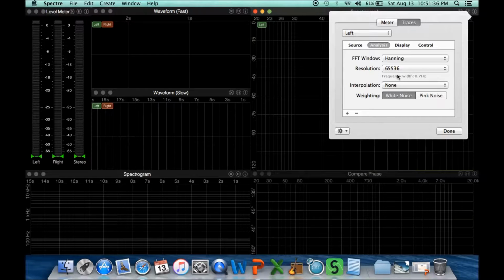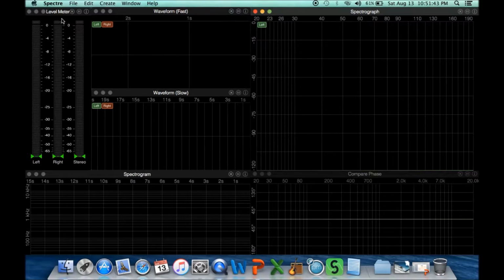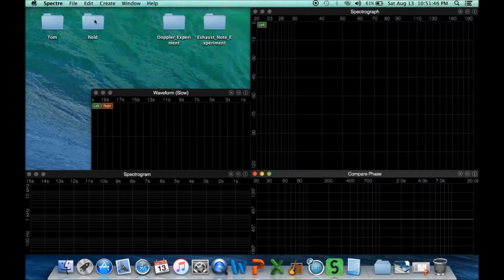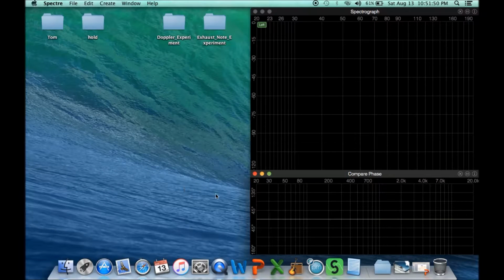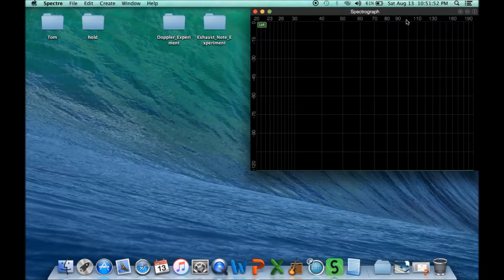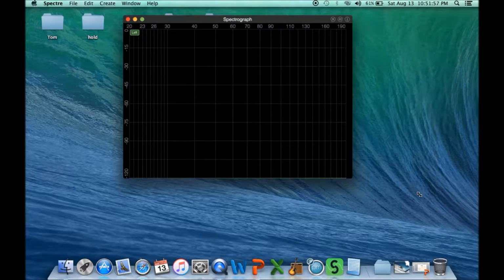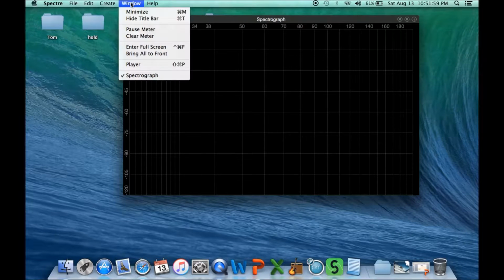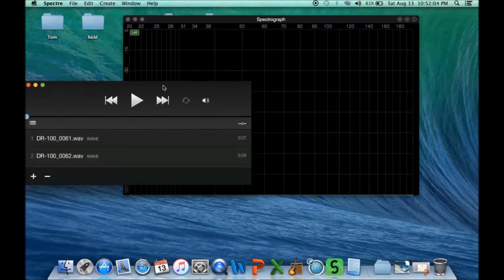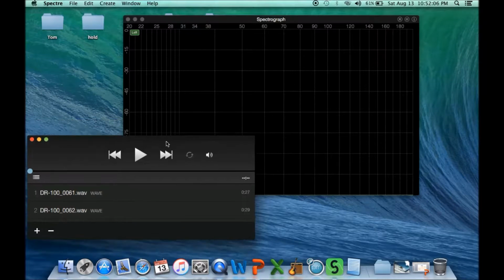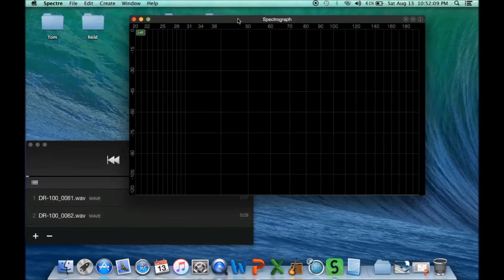So you're going to see this thing operating much slower. By taking out the right channel, I'm hoping to free up some processing power. I'm also going to disable all these other meters on here and stick just with the fast Fourier transform, and everything else is not important at the moment. So that'll go away. And here I have just my FFT, and I'm going to open up my player, and now I'm going to play my recordings and try to pick out that exhaust note.